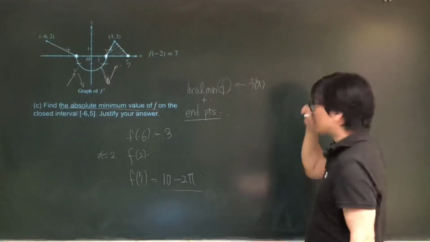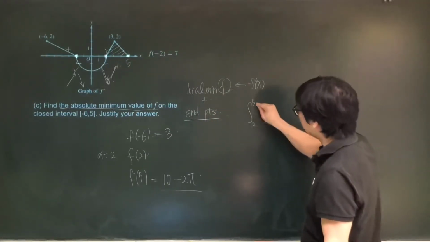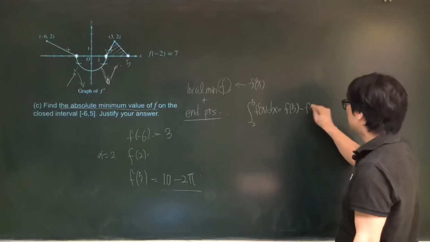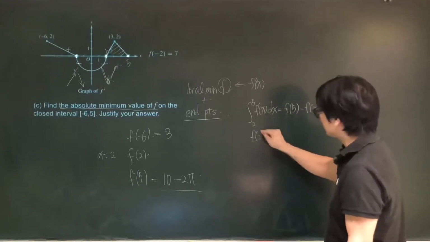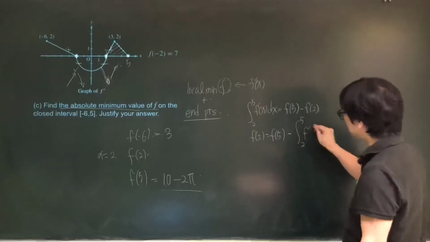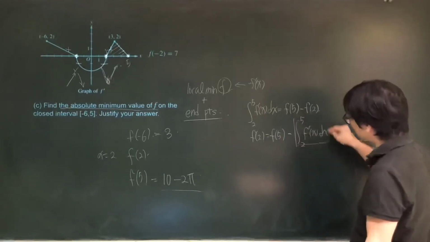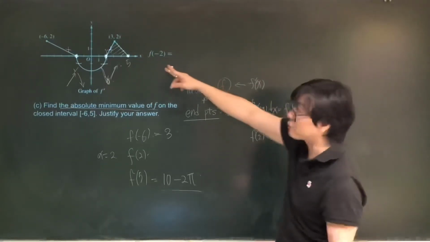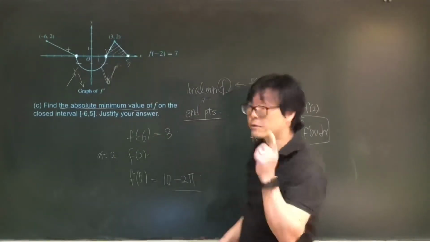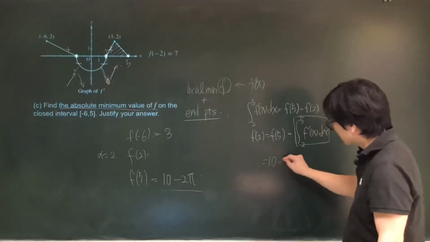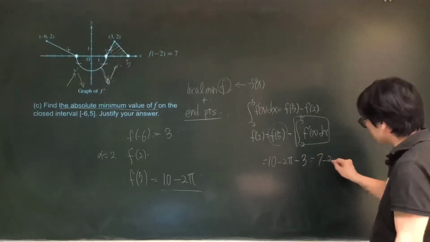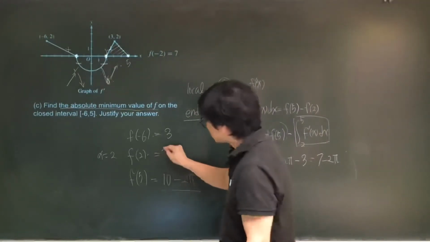Same thing, the definite integral. The integral from 2 to 5 of f prime x dx must be equal to f of 5 minus f of 2. So f of 2 must be f of 5 minus the integral from 2 to 5 of f prime x dx. This is the area from 2 to 5, that is the area of that triangle. Do you remember the area of that triangle was half times 3 times 2, which is 3. So that is 10 minus 2 pi for f of 5, minus 3. So that becomes 7 minus 2 pi.